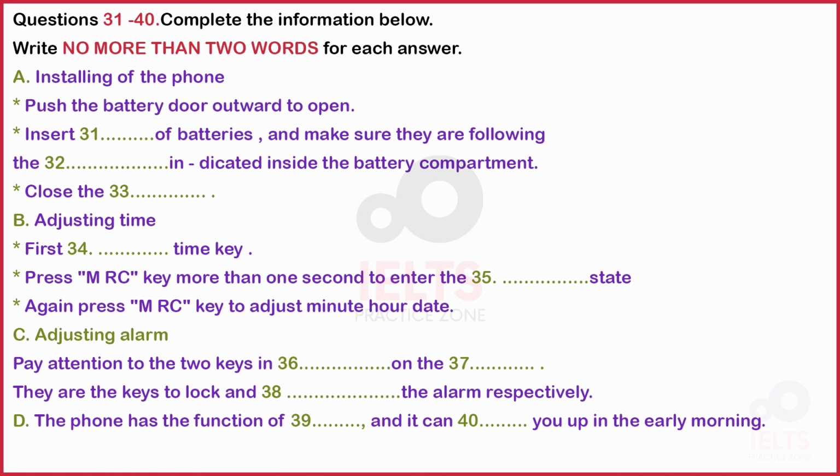Now it comes to adjusting alarm. Press alarm key to enter the 3 states of A1, A2, A3. Pay attention to the 2 keys in the corner on the right hand. They are the keys to lock and unlock the alarm respectively. Press MRC key to enter the adjusting procedure. And have you seen the second digit begin to flash? Yes, I think I should repeat this action, yes? Yes. Press MRC key again to adjust minute and the on-off of the alarm. By now you own a phone at the same time with a clock that can wake you up in the early morning.